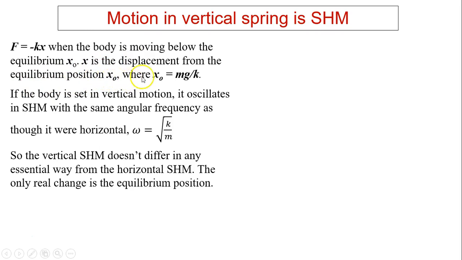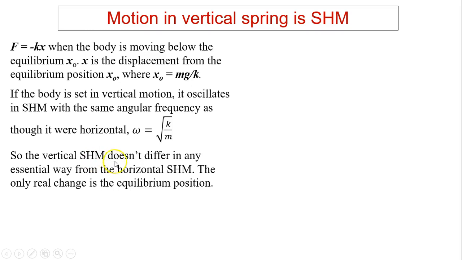To find that position, we can use x naught equals mg over k. If the body is set in vertical motion, it oscillates in simple harmonic motion with the same angular frequency as though it were horizontal. So basically, the two are the same thing. You have the same frequency. You have the spring in the horizontal, you pull the mass, you will have the frequency of square root k over m. If you set the spring in the vertical and you put the mass down, you will have the same frequency. So what's different?